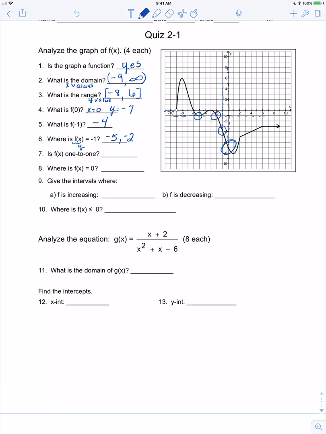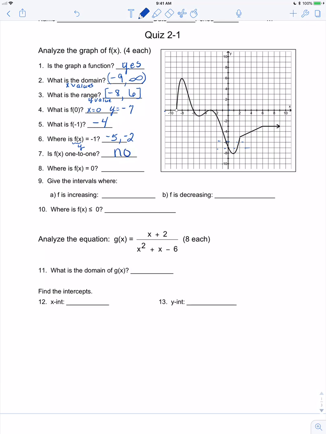Alright, so the number 7 is asking us if the function that's drawn here is 1-to-1. Well, do you remember that 1-to-1 means that it's got to pass that vertical line test, but it also has to pass the horizontal line test in order for it to be 1-to-1. That means the x values can't repeat, nor can the y values repeat. Well, on this one, notice these y values are repeating. So it is a function because x values aren't repeating, but it is not 1-to-1 because those y values repeat. So we're going to say no to that one.